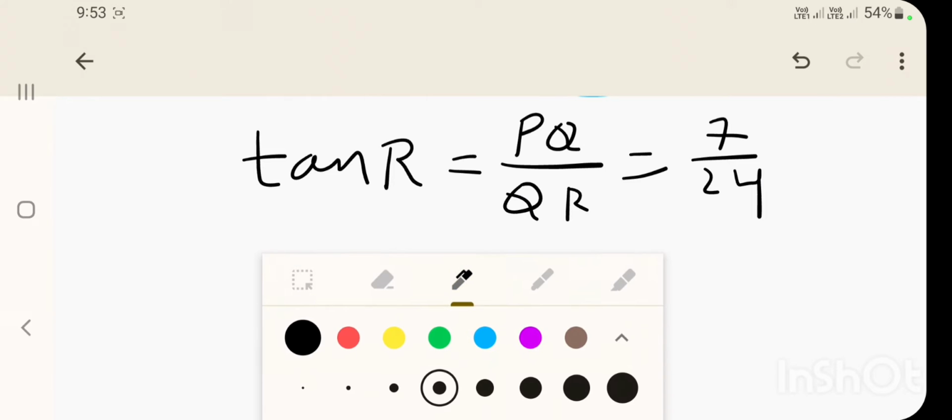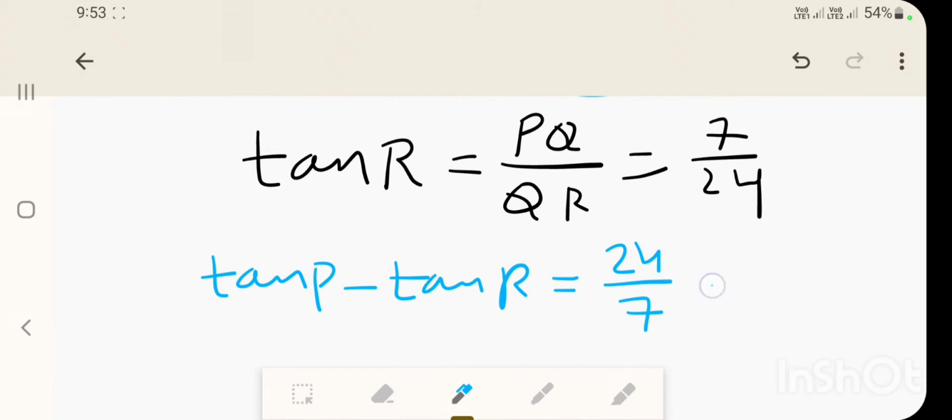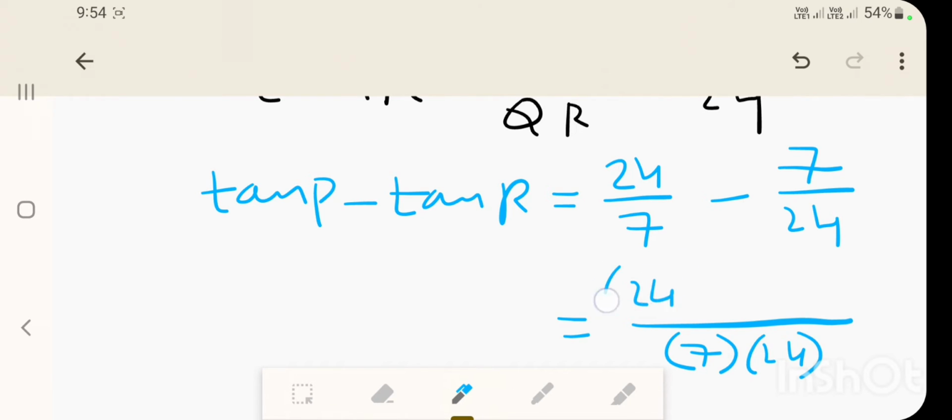And what they've asked here is tan P minus tan R. So tan P we have 24 by 7. Tan R is nothing but 7 by 24. So if you take the LCM here, we get 7 into 24 as the LCM. Now when we take the LCM for this, it is 7 into 24 by 7, 7 will get cancelled. We are left with 24. 24 into 24, we get 24 square.